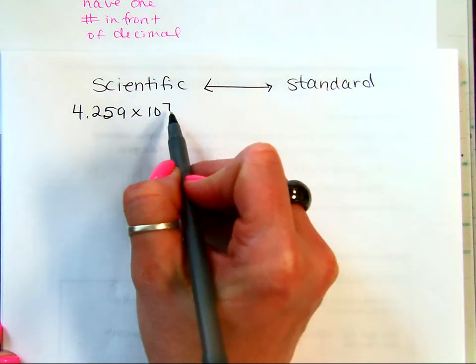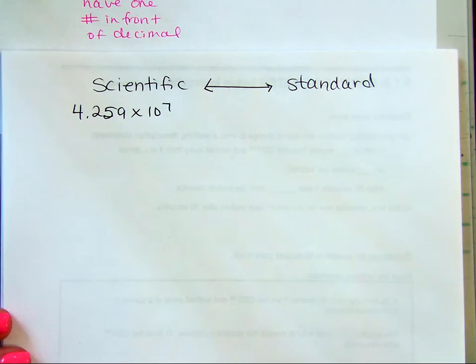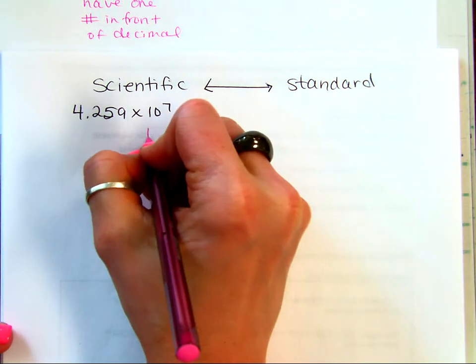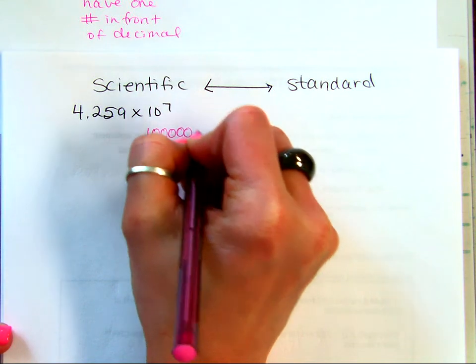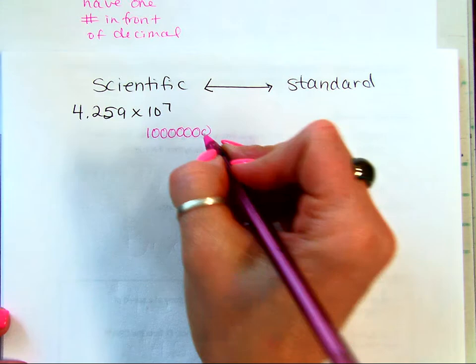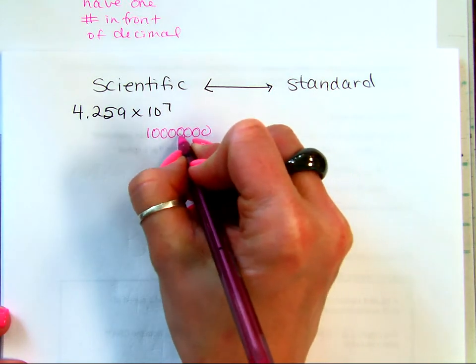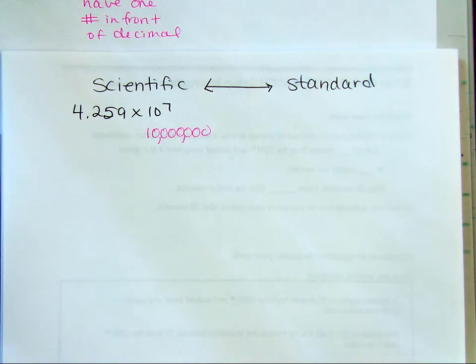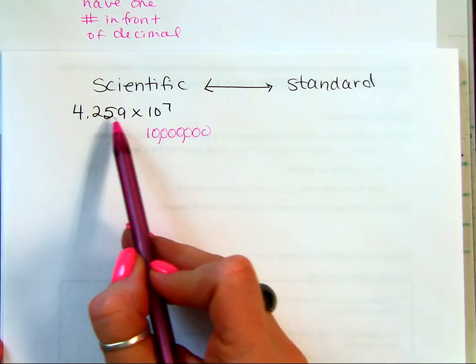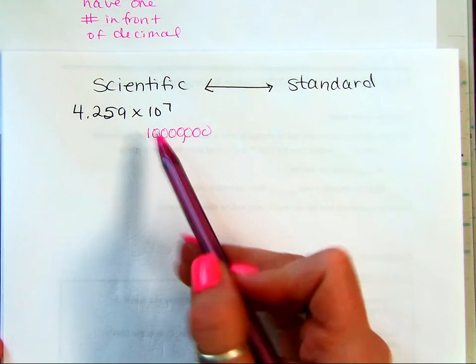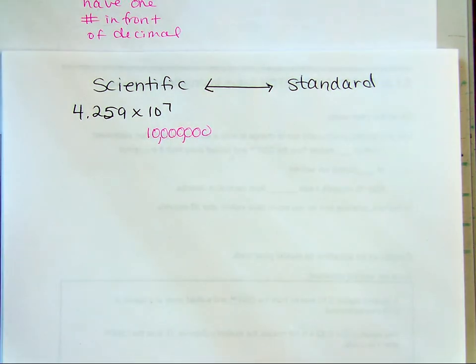10 to the 7th is the same as, and you're not going to write this, a 1 with 7 zeros. I mean, you can write it for your notes. So 1, 2, 3. 1, 2, 3. That's 10 million. So basically what I'm saying is I have 4.259 and I want 10 million piles of it. How much would I have total?